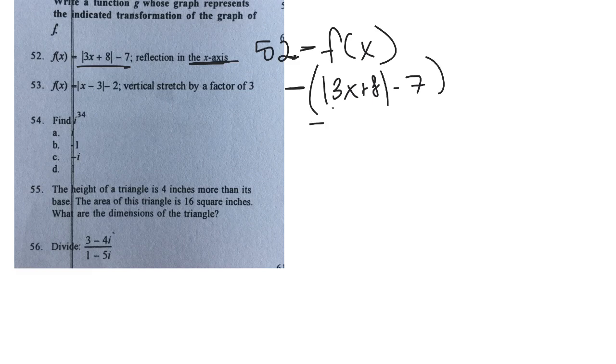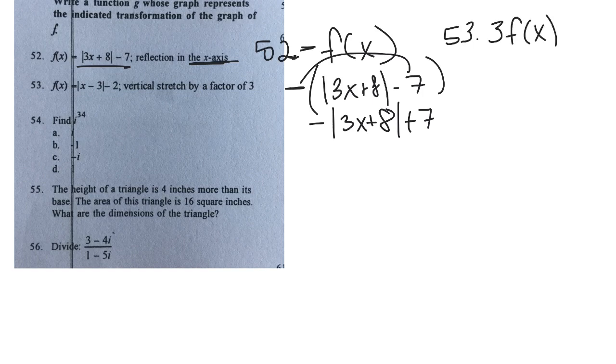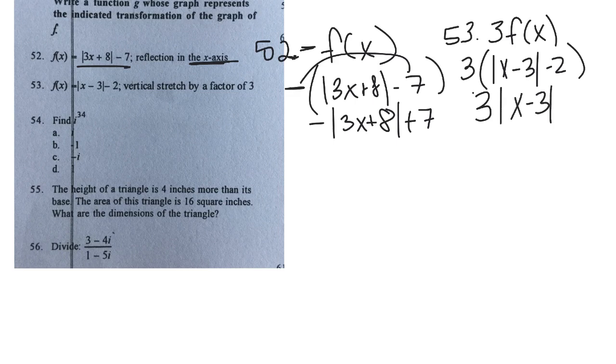Distribute it in front, so negative absolute value of 3x plus 8, and distribute the negative to the 7, so it becomes plus 7. Number 53 is f of x equals absolute value of x minus 3 minus 2. A vertical stretch factor of 3 is 3 times f of x. So that's 3 times the whole function, 3 times the absolute value of x minus 3 minus 6. Distribute it in front, distribute it to the negative 2.